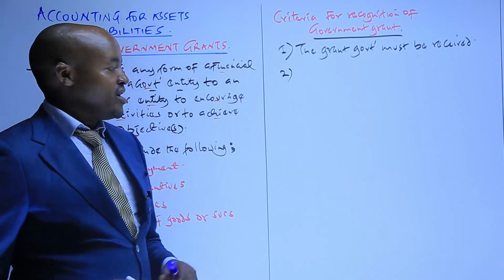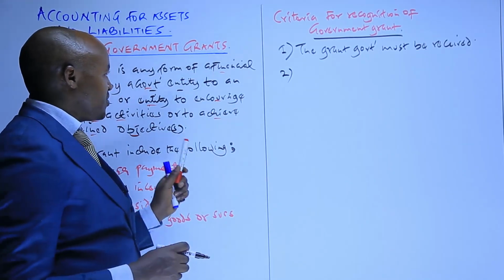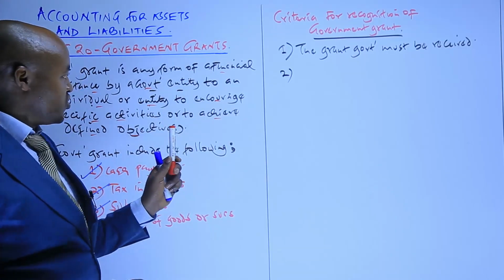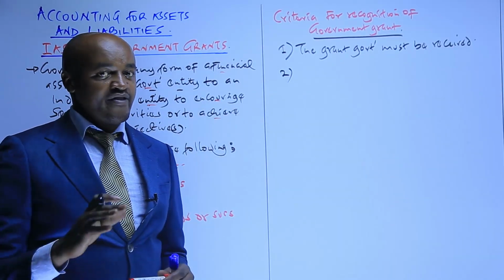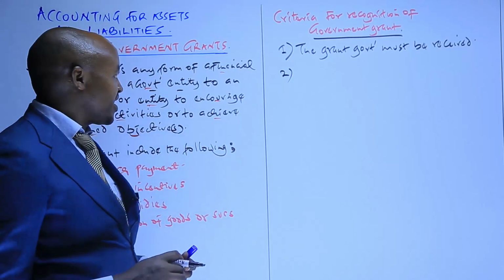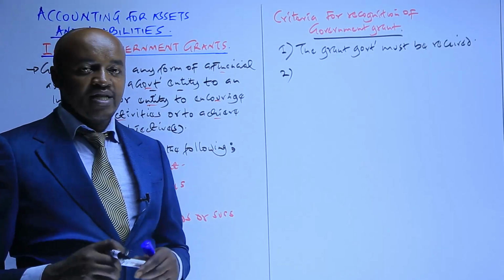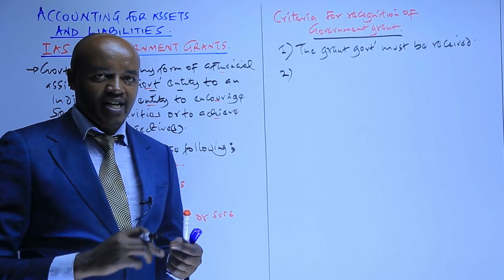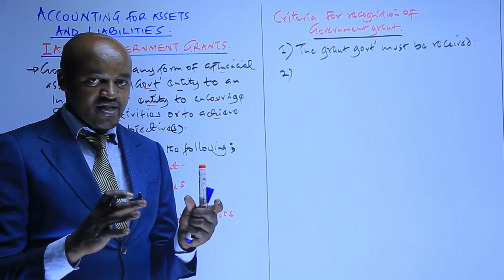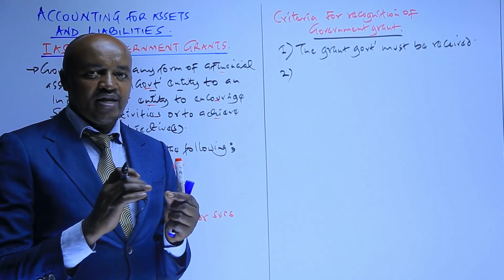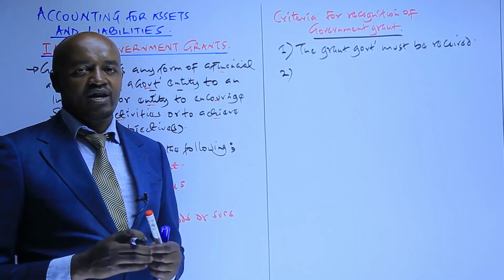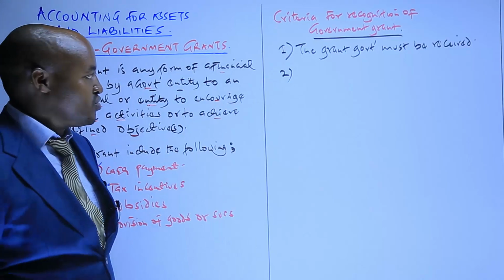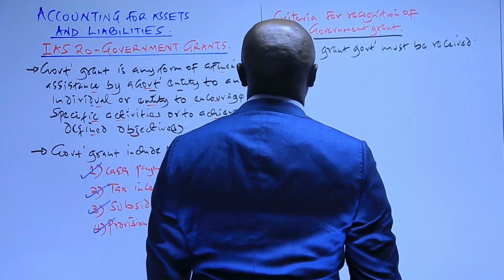It is important for me to mention that for any organization to receive any form of government grant, any form of assistance from the government, that is based on fulfillment of certain conditions. That organization will be given certain conditions, and once it is able to fulfill those particular conditions, that is the only time it can receive such a government grant.